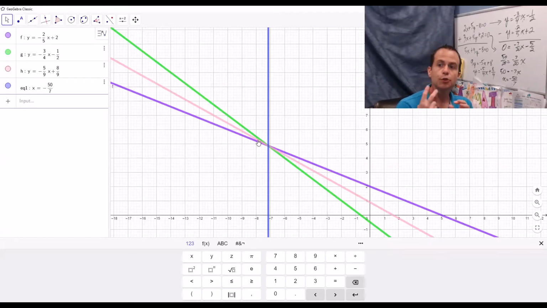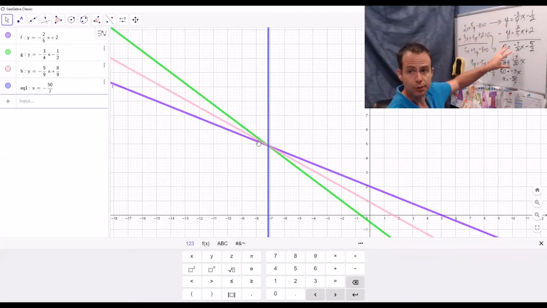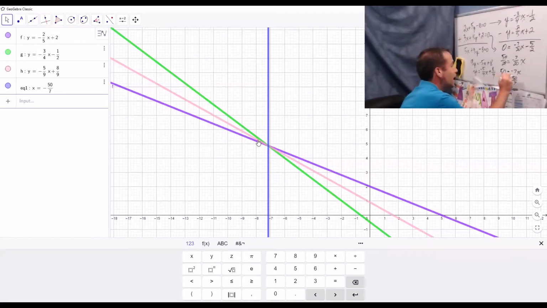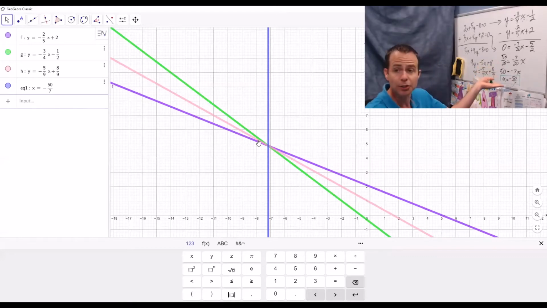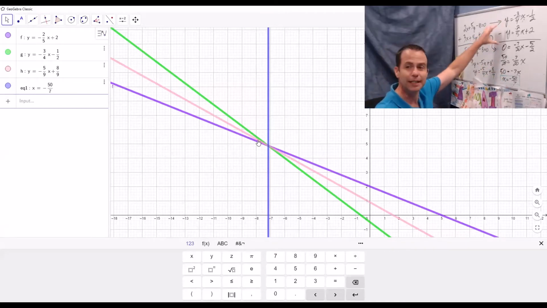First of all, two things. When you add a system together to get a new equation, or when you subtract the system to get a new equation, it doesn't change where the intersection point is. Okay, but even more than that, this is the value for x in my system. Yes, I got an equation of a vertical line here, but that also tells me the value of x for the system.